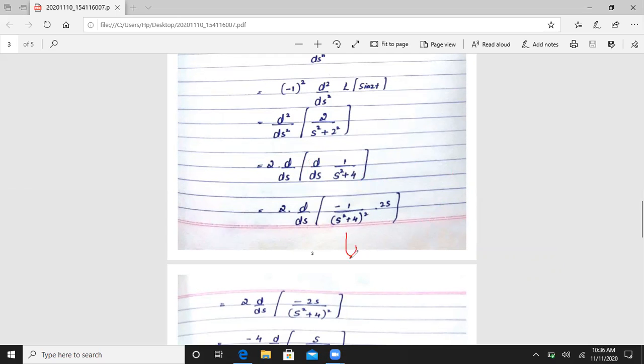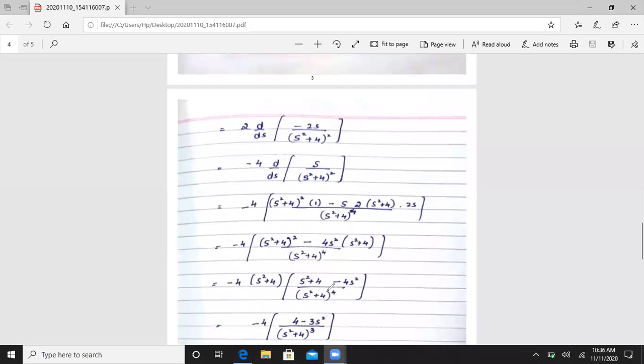When we simplify this function, we write minus 2s divided by s square plus 4 whole square. This is the first differentiation. Sorry, this is the second differentiation step: 2 into d by ds. So here your next step is 2 into second differentiation d by ds into minus 2s divided by s square plus 4 whole square. Again we will separate the constant term, that becomes minus 4s, and d by ds into s divided by s square plus 4 whole square.